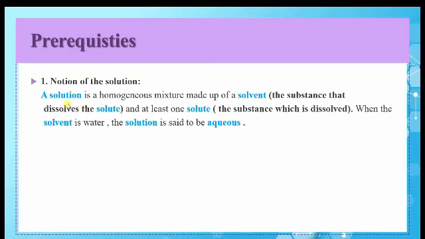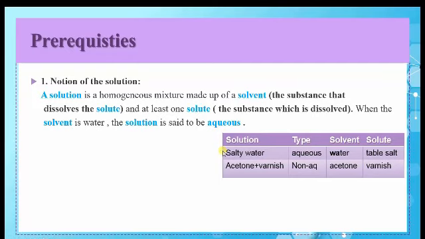Notion number 1, about the solution, which is a homogeneous mixture made up of a solvent and at least one solute. The solvent is the substance which dissolves the solute, and the solute is the substance which is dissolved. When the solvent is water, the solution is said to be aqueous. For example, salty water is an aqueous solution where the solvent is water and the solute is the table salt. Acetone plus varnish is a non-aqueous solution: the solvent is acetone, a liquid other than water, and the solute is varnish.